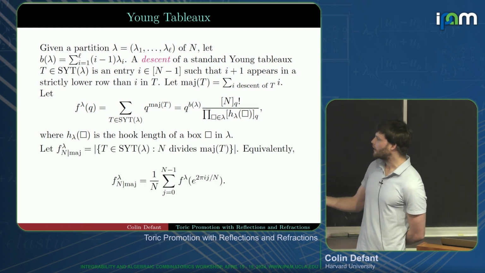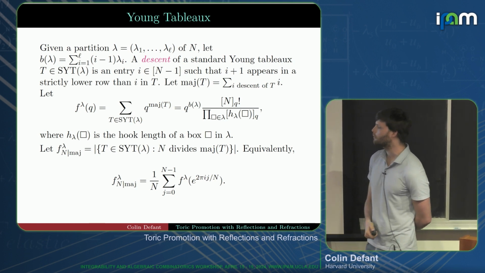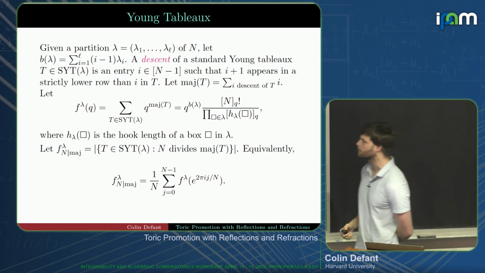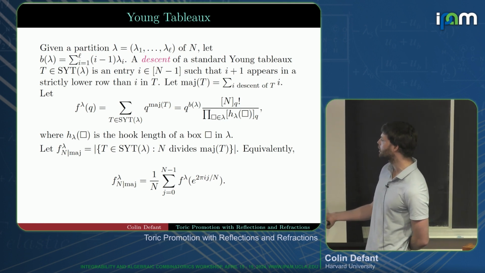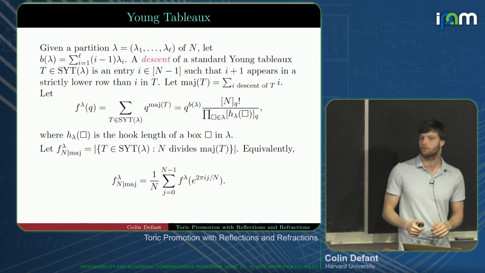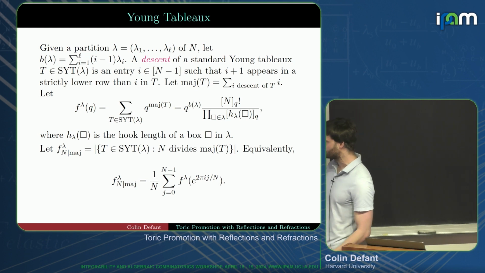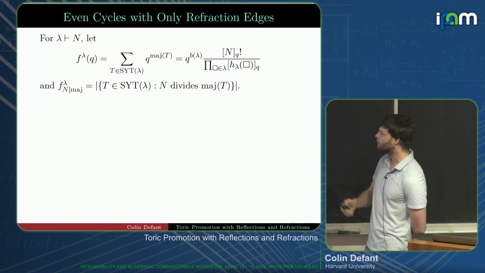I'm also going to define f lambda sub n divides maj to be the number of standard Young tableaux of shape lambda such that the major index is divisible by n. If you want, you could compute this with some kind of sieving polynomial thing, but if you want to think about it combinatorially, it's just the number of standard Young tableaux of shape lambda where the major index is divisible by the number of boxes. Okay, this is what I had on the previous slide.